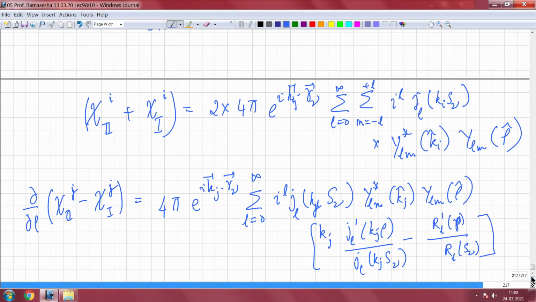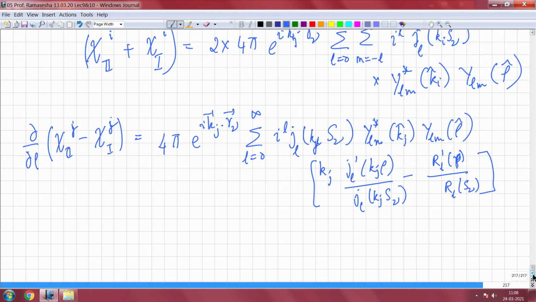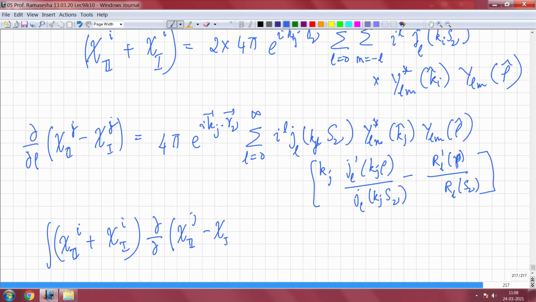So, the thing is that you will have to multiply the two things and integrate. What we are now looking for is the integral of chi 2 I plus chi 1 I times del by del rho of chi 2 j minus chi 1 j over the surface of the sphere, which means it is actually sin theta d theta d phi. So, this is the integration that we are going to be carrying out.